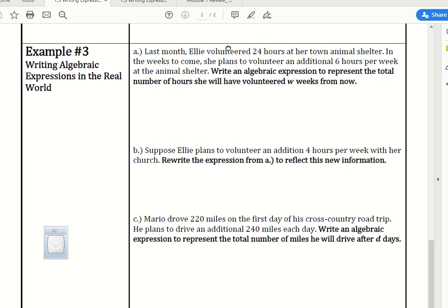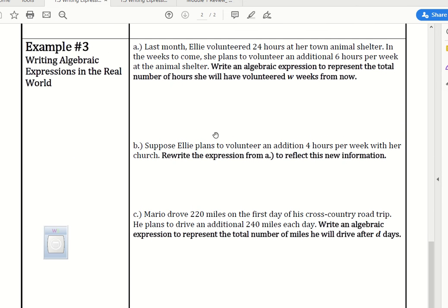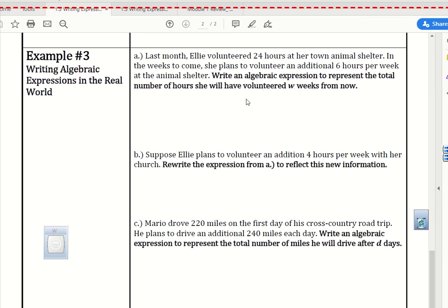Last one, example 3. Letter A says last month, Ellie volunteered 24 hours at her town animal shelter. In the 2 weeks to come, she plans to volunteer an additional 6 hours.